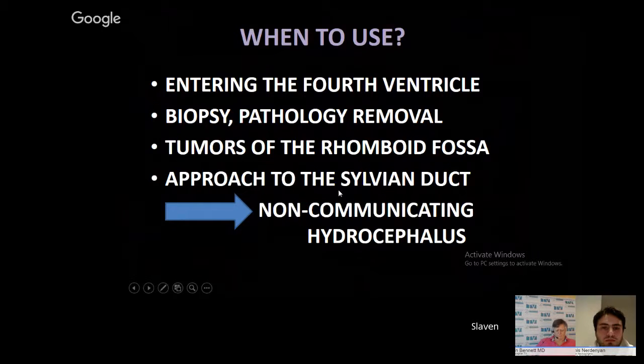Then you have the approach to the Sylvian duct, as I mentioned, which can be useful in operating on the non-communicating hydrocephalus cases, where you have the obstruction of the CSF or the cerebrospinal fluid flow.